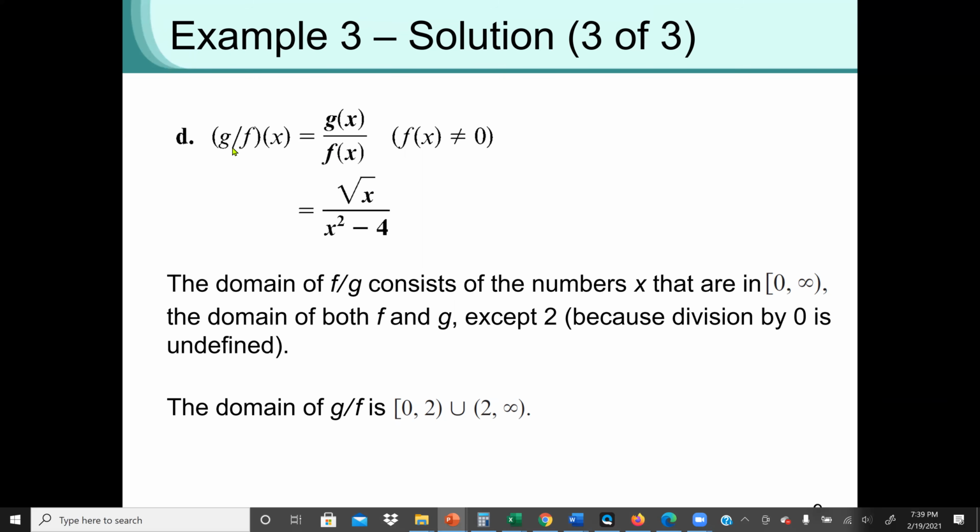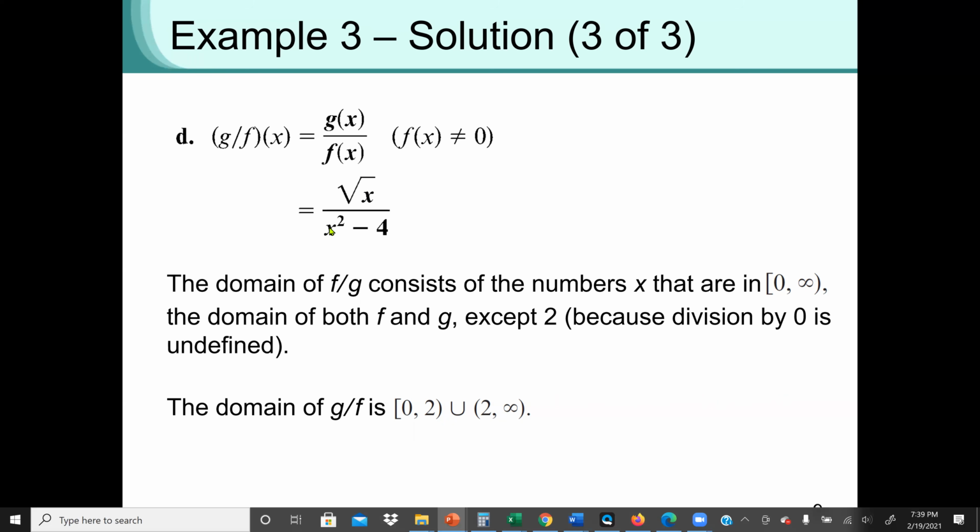Then we have g at x divided by f at x. So our answer will be square root of x divided by x squared minus 4. Here we have to be careful. We are doing a quotient, so the denominator can never be 0.